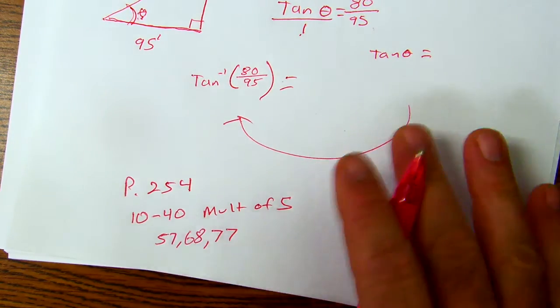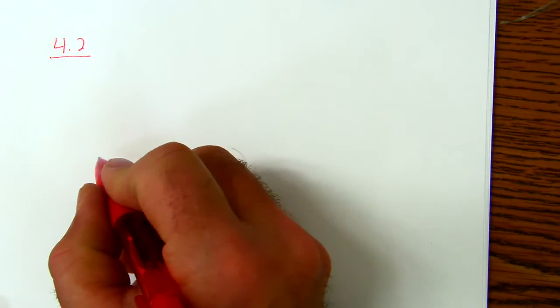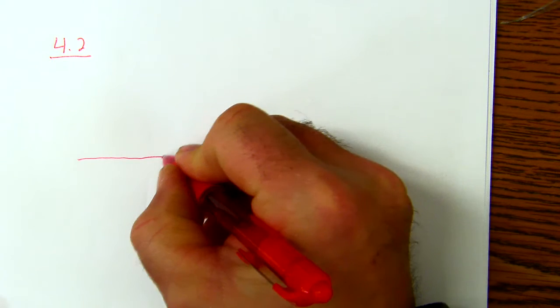And I'll include that assignment in the email I send out. Section 4.2 and 4.3 actually start to deal with what happens if you have triangles that aren't right triangles. Okay? Non-right triangle situations.